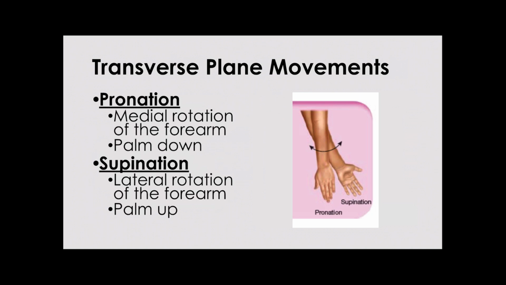Also in your transverse plane, you have these two words that you probably might have not heard of, pronation and supination. Pronation is when you have medial rotation of your forearm, which causes your palm to face down, okay? Supination is when you have lateral rotation of the arm. So this causes your arm to face up.